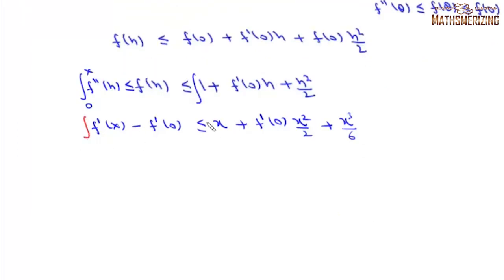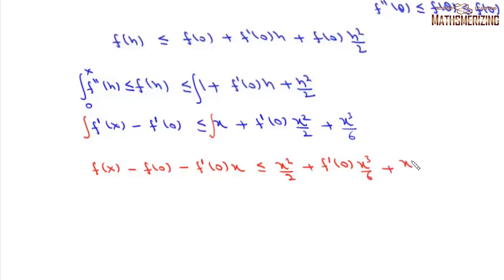Now we'll integrate this once again from 0 to x. Here will be f(x) minus f(0) minus f'(0)x, and it will be less than or equal to x square by 2 plus f'(0) x cube by 6 plus x to the power 4 by 24. Now we'll take f'(0) together.